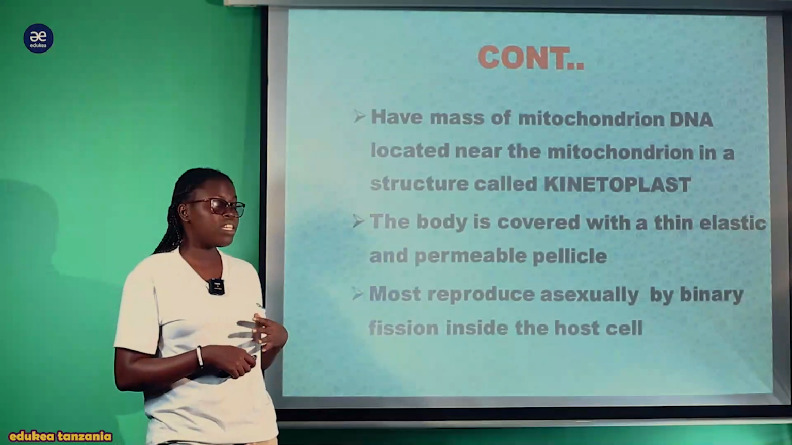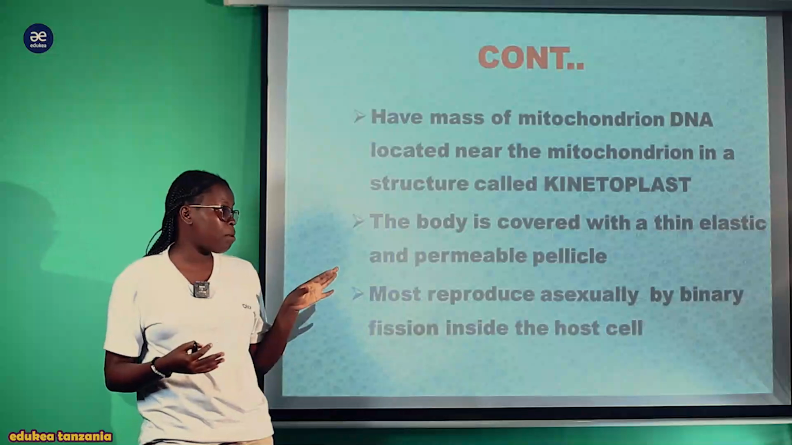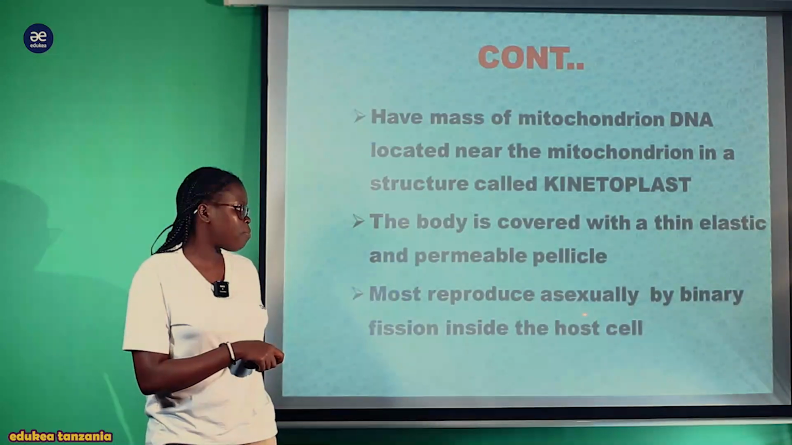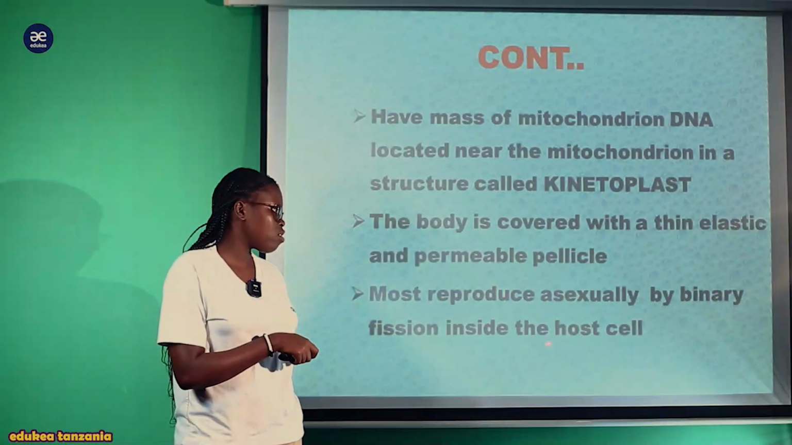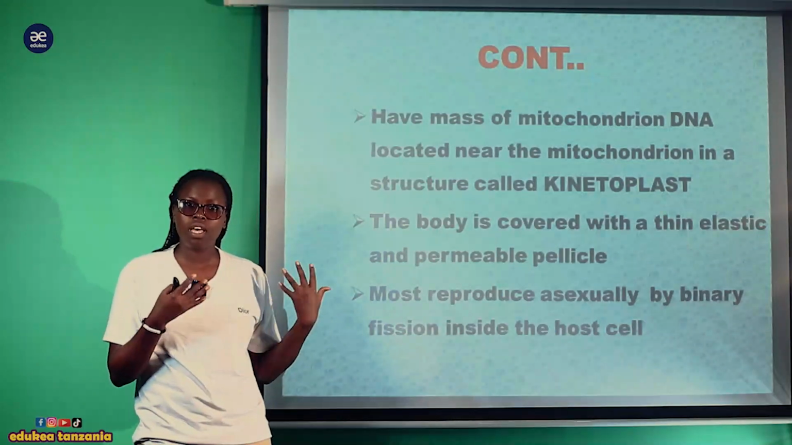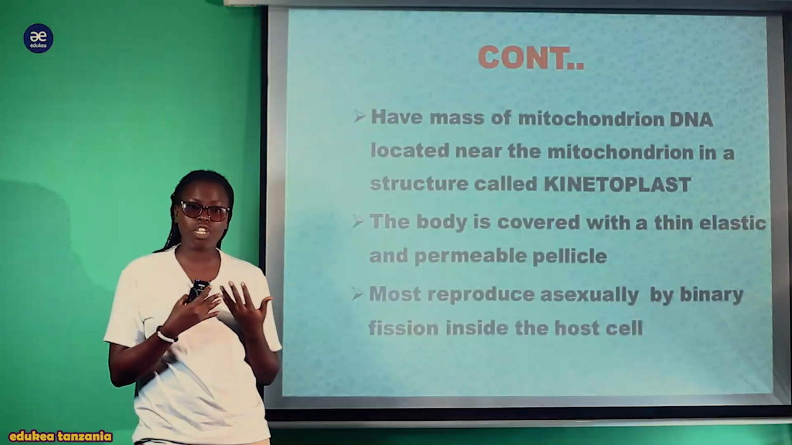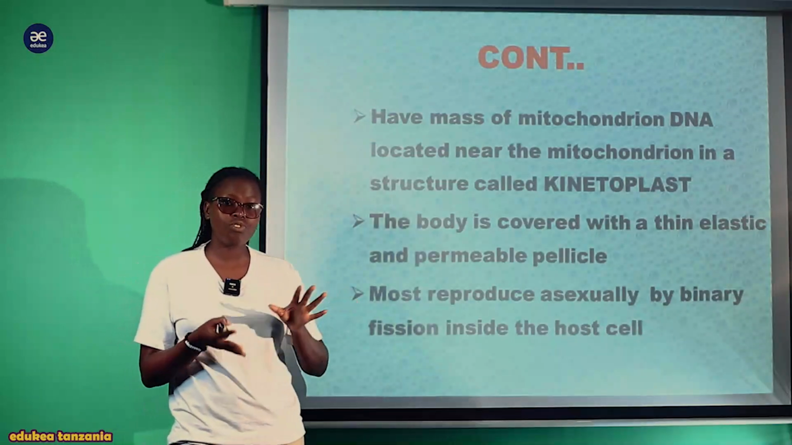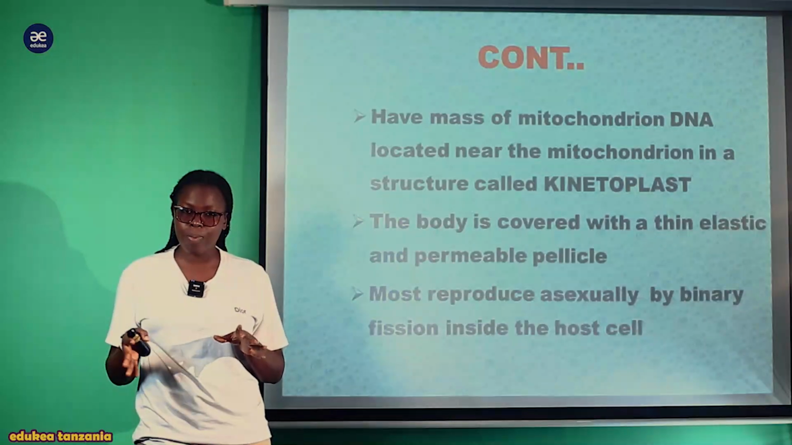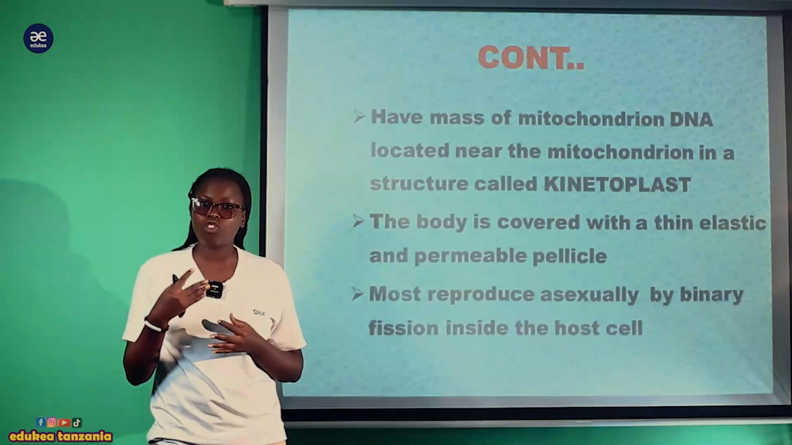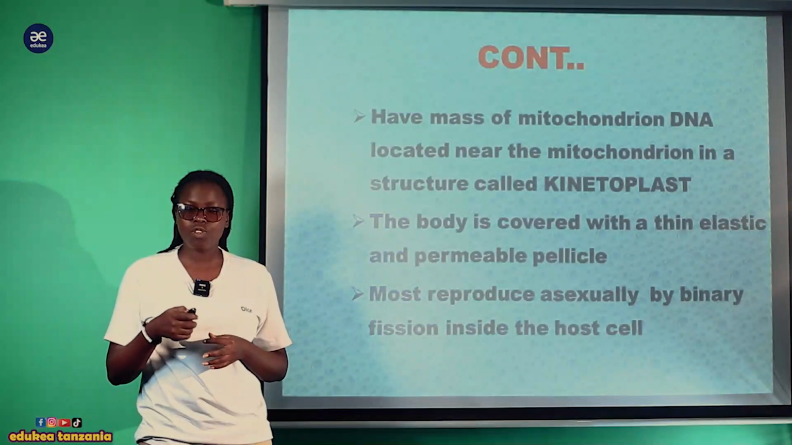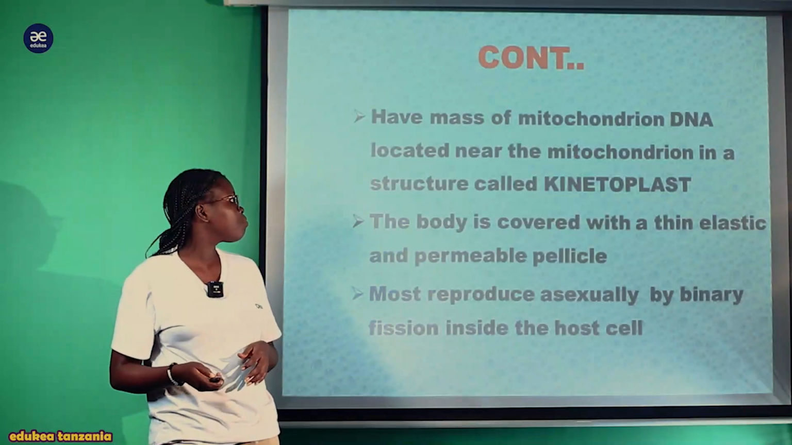Also, the body is covered with thin, elastic and permeable pellicles. Hapa pellicle kwa ajili ya protection, maintenance, vile vile permeability kwa ajili ya intake of the nutrients. Also, they mostly reproduce asexually by binary fission inside the host cell. Binary fission meaning that they divide into two equal halves, in which each part is capable of developing into a mature adult with an exact copy of the parent cell.